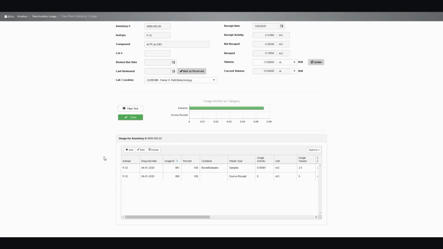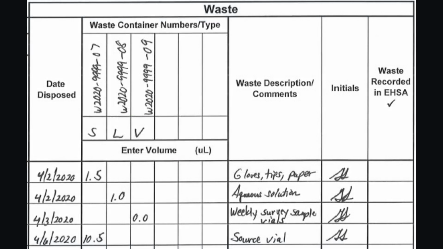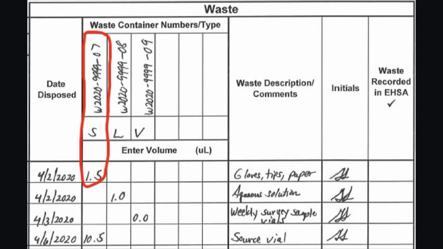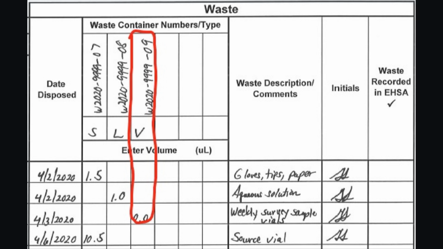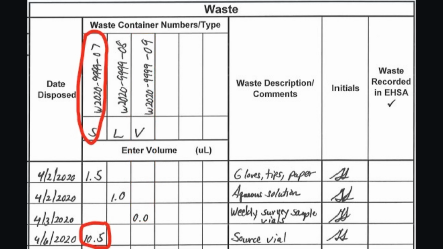In this particular example, a use of 2.5 microliters for sample preparation has already been recorded as seen here. On the hard copy Form E, it was recorded that the equivalent of 1.5 microliters of that use was disposed into the solid waste container, 1.0 microliters was disposed to the liquid waste container, and that the contamination survey smears counted in liquid scintillation vials had no activity, so the equivalent volume was 0 microliters.